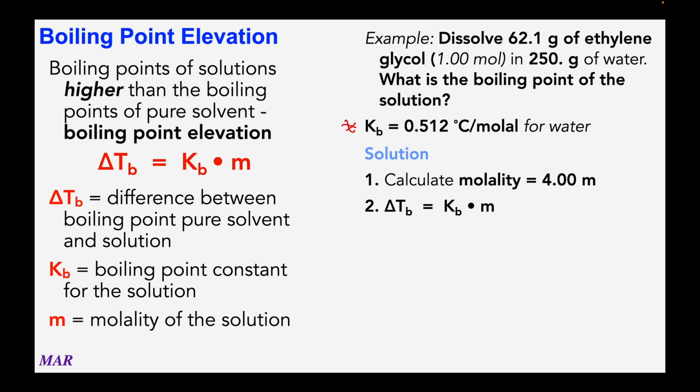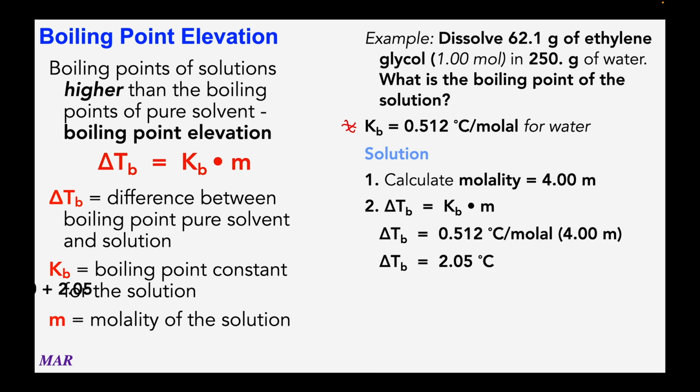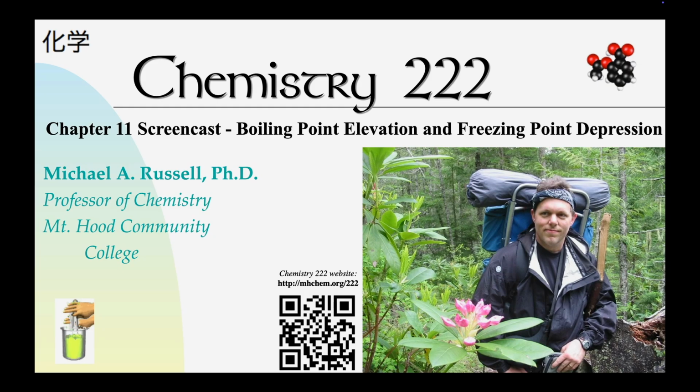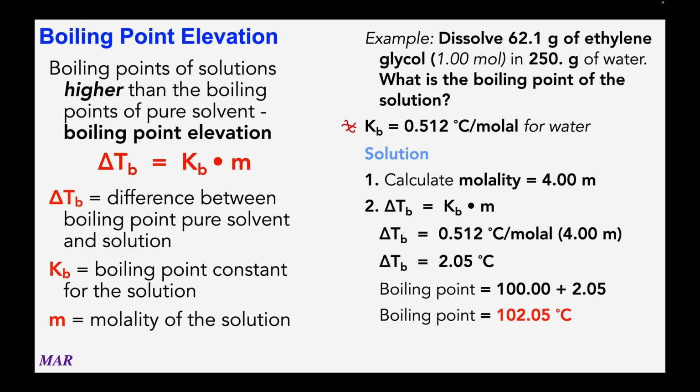And we need this value because delta T, the change in the boiling point temperature, equals that weird K constant times the m. So when you calculate it, 0.512 times 4.00, delta T is 2.05 degrees Celsius. And what this tells you is, water normally boils at 100 degrees Celsius exactly, and you add that delta T to it, your solution will boil at 102.05 degrees Celsius. So again, higher than the boiling point of the pure solvent.